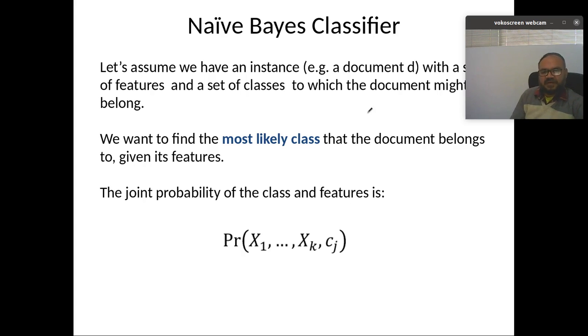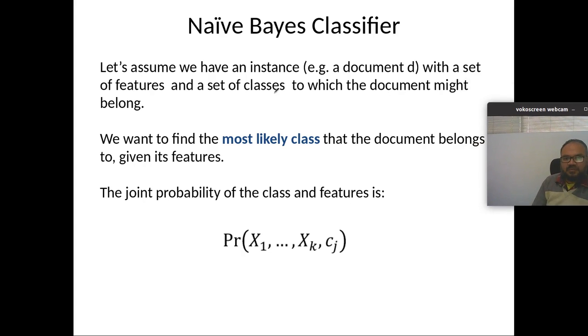In a naive Bayes classifier, which is based on Bayes theorem, we assume that we have an instance. Let's say it's a document D, and this document has a set of features. It could be the number of words in the document, the frequency of certain words, the size of the document, etc. Based on these features, we want to decide which class or topic this document belongs to. So our data is the document, and the classes are probably the topic or subject of the document. We want to find the most likely class that the document belongs to given its features.